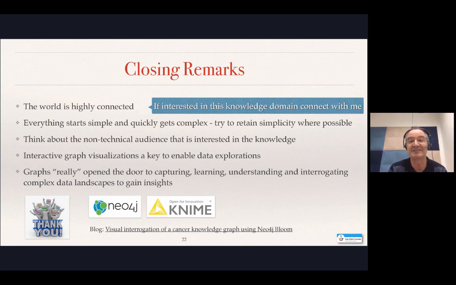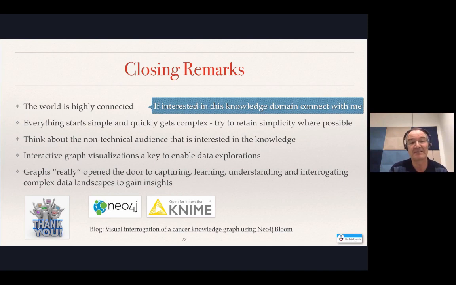If you're interested in this knowledge domain, connect with me. Everything starts out simple and quickly gets complex. So try to retain simplicity wherever it's possible. And when you're presenting about knowledge graphs, also think about a non-technical audience that's just interested in the knowledge, not necessarily how you got there.